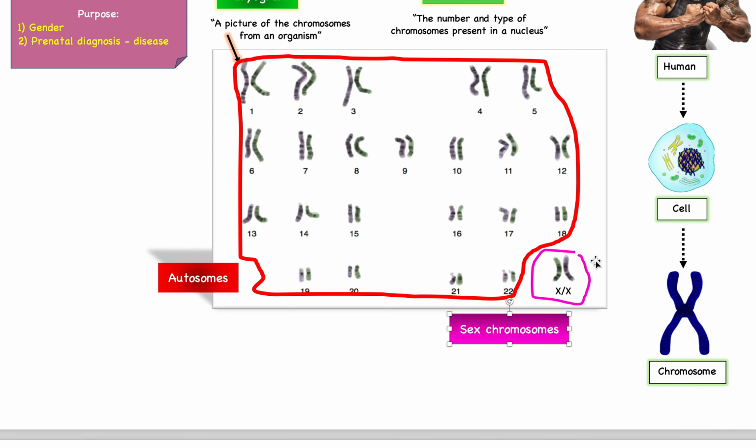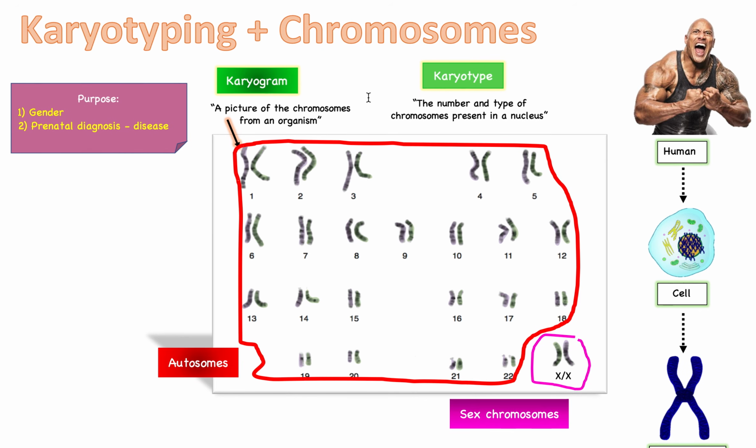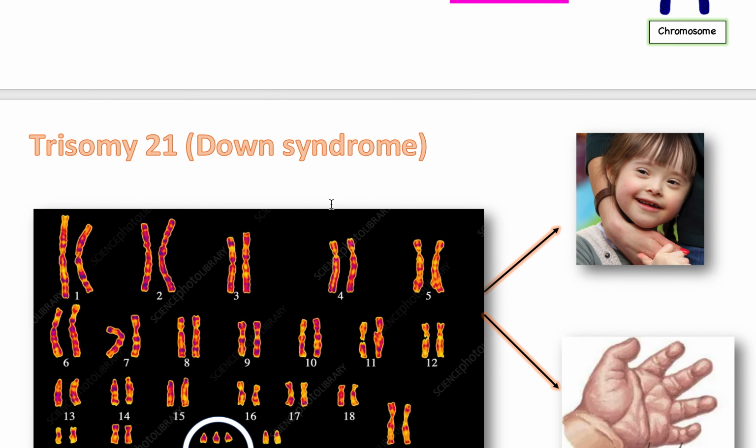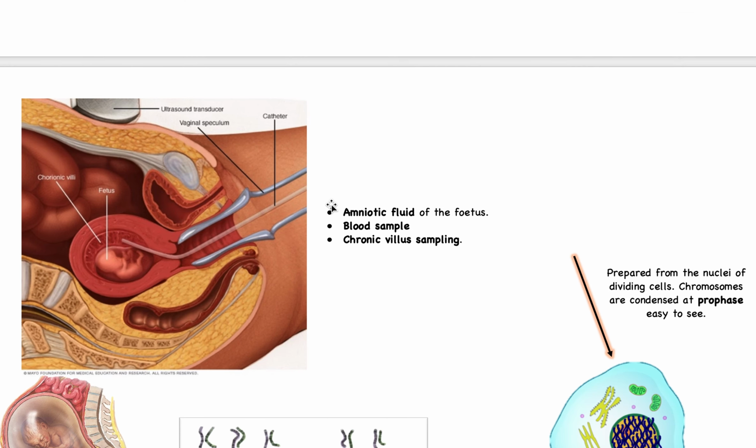All the remaining ones, the first 22 pairs, are autosomes, determining all the other characteristics, non-sex chromosomes. Okay? Hopefully this is pretty much the main things you need to know about karyotyping. Now let's get on to the next part.